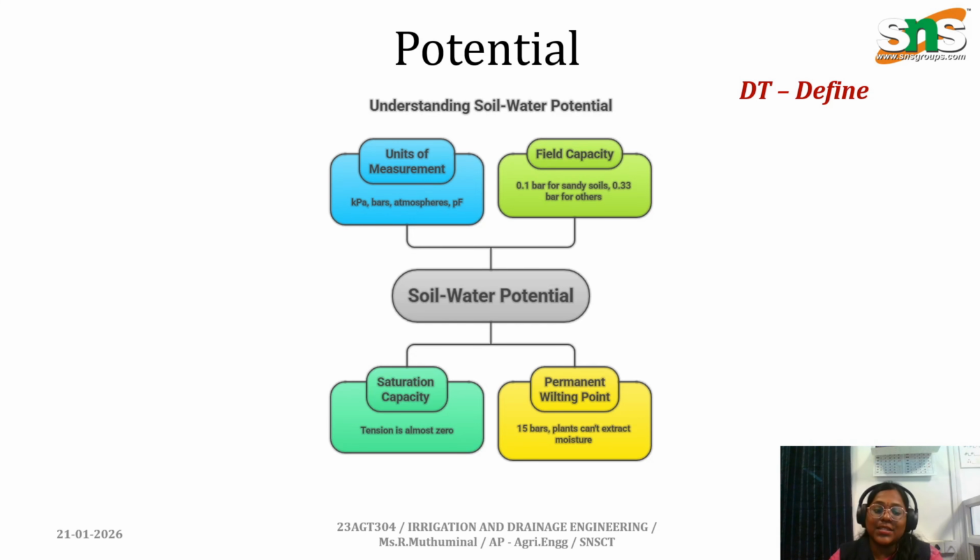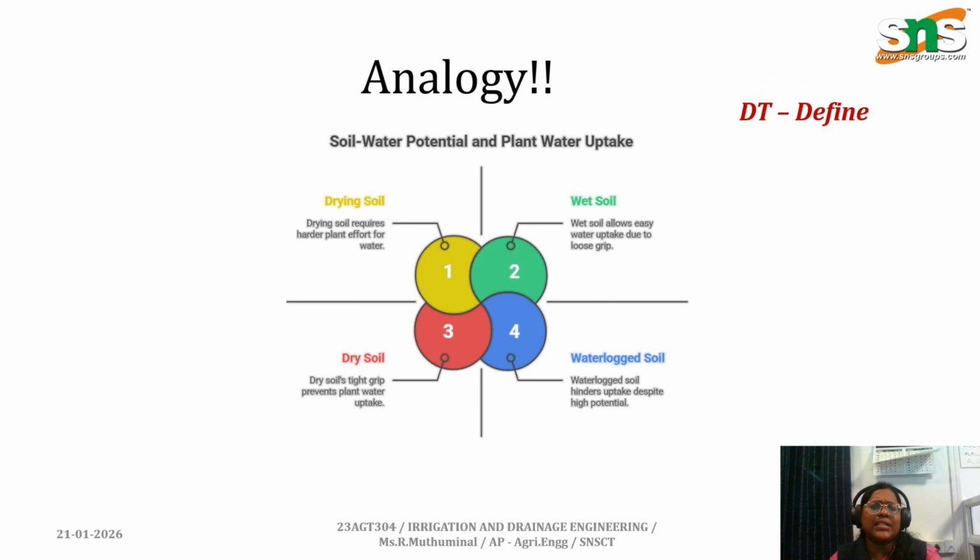Field capacity is generally assumed to be 0.1 bar for sandy soils and 0.33 bars for fine textured soils. Permanent wilting point, where the plants can no longer extract moisture, is typically at 15 bars of tension. The significance in irrigation comes under soil water potential and plant water uptake.